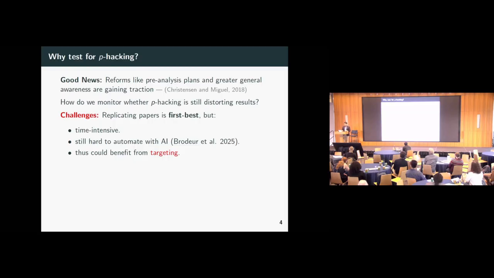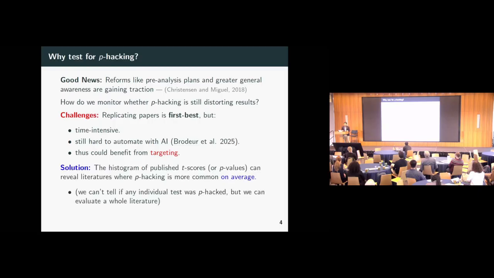Now, the first best solution is replication and reproduction. Obviously, reproduction would be a better way to check whether or not p-hacking is present in the literature. However, although it's first best, replication and reproduction can be very time-intensive, even with the assistance of AI. For this reason, we could benefit from a little bit of targeting, right? Try and target certain literatures where we might want to put more of our replication and reproduction efforts. So enter the p-hacking test, right?